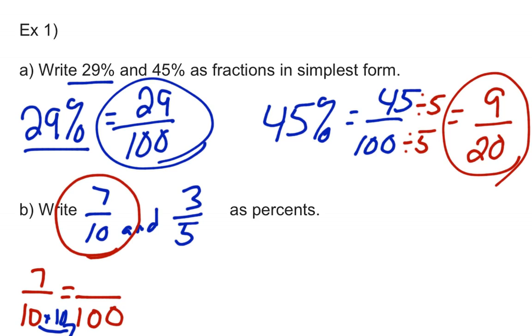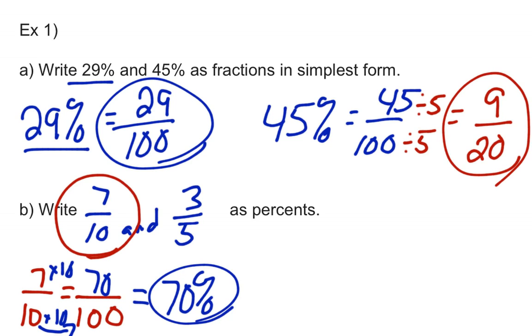10 times 10 is 100. If I multiply by 10 on the denominator, I just have to multiply by 10 on the numerator, and 7 times 10 gives me 70. And once I have that over 100, so 7/10, we write it as 70 over 100, and then because it's over 100, it becomes its percent. You can go ahead now and try the 3/5. Take that fraction and change it into a percent.